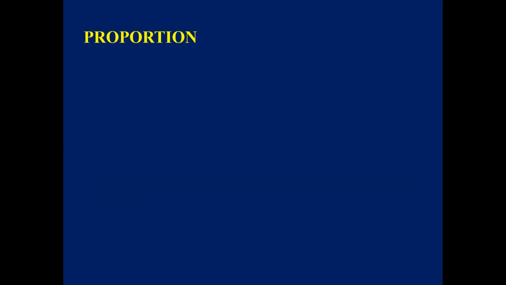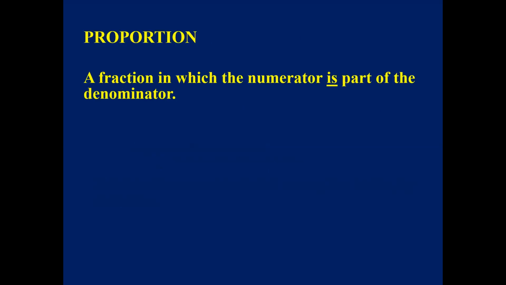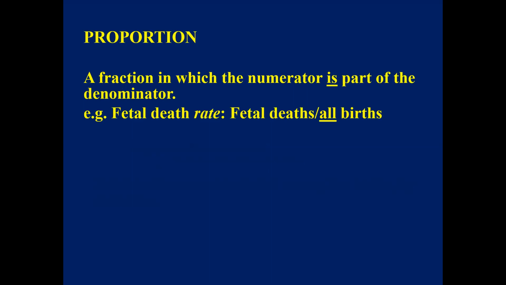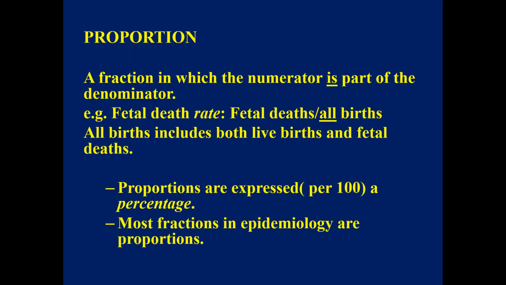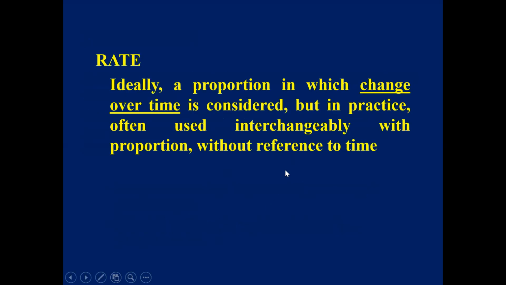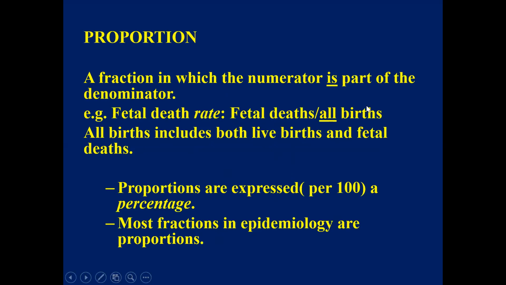Now, when the numerator is a part of the denominator, then it is called a proportion. For example, fetal deaths by all births becomes a proportion. The proportion is usually expressed in terms of percentage, and it is like a fraction. You take fetal deaths divided by the total, and that is called a percentage or proportion. So proportion multiplied by 100 will be a percentage.